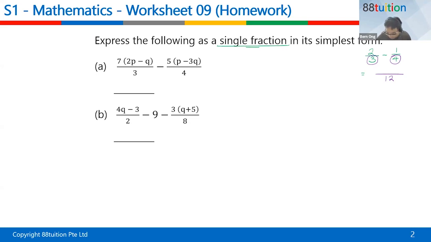After you put 12 down here, you have to think: for 3, I need to times 4, so the numerator I also need to times 4. Why? Equivalent fraction. Whatever you give to the denominator, you must give to the numerator. For 4, times 3, so 1 must also times 3. 2 times 4 is 8, 1 times 3 is 3, and your answer will be 5 over 12. Do you remember this? It's the same idea.